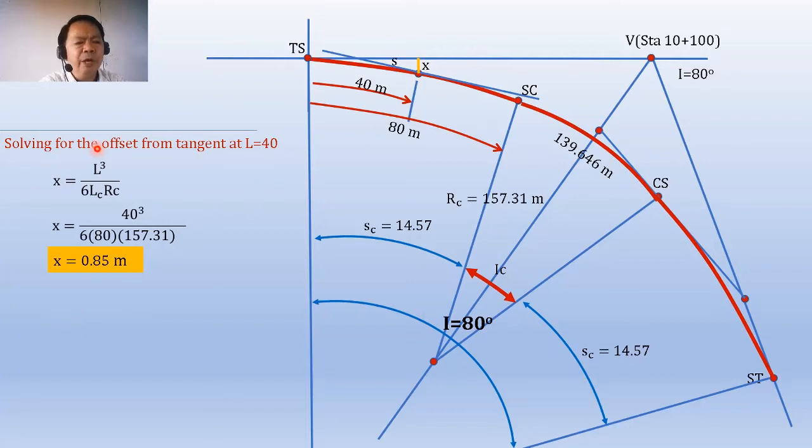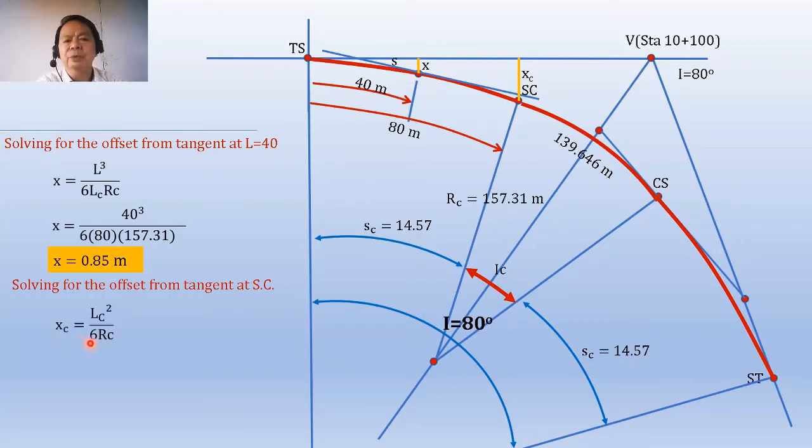After we have computed this offset from tangent at the middle of the spiral, we can also compute for the offset from tangent at SC, measured from our tangent. This is what we refer to as the offset from tangent at SC, and we call that X sub C, which is shown in our illustration. And how do we compute for this X sub C? We can compute for that using the formula that X sub C is equal to L sub C squared over 6 R sub C.